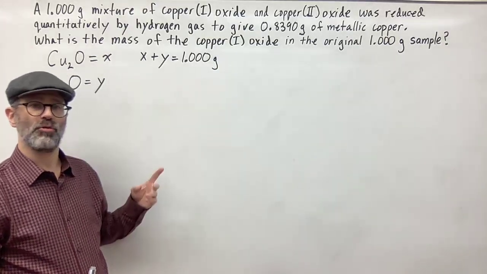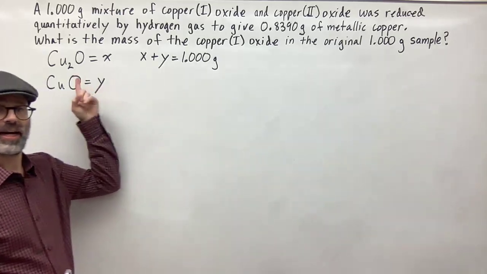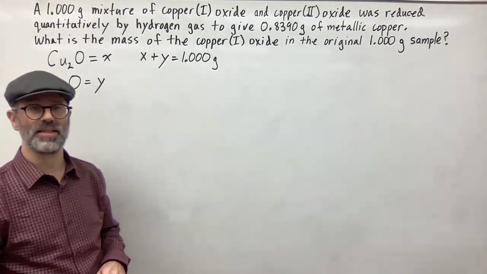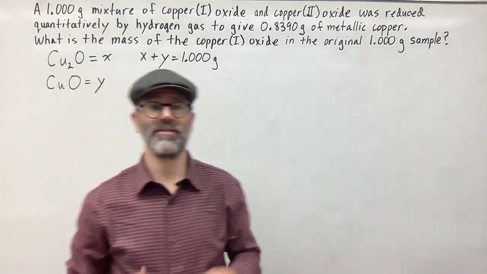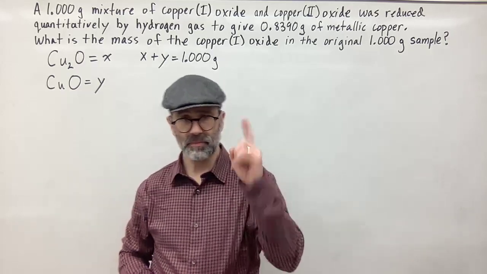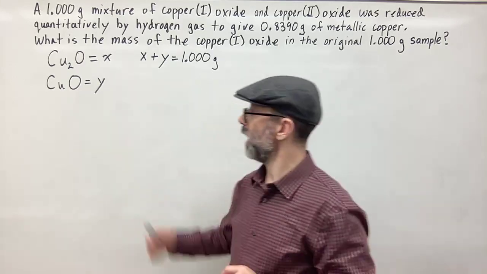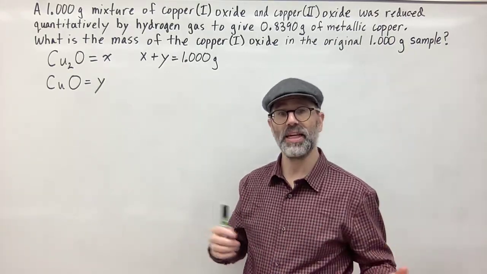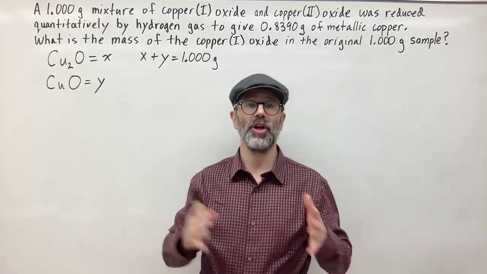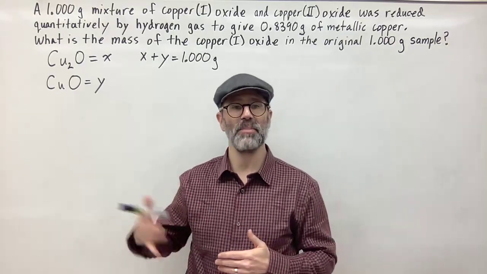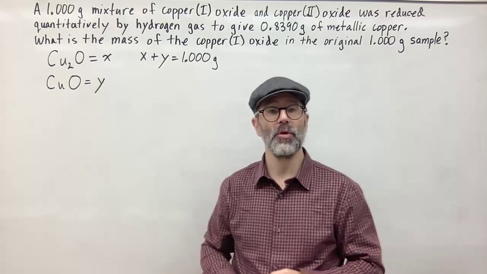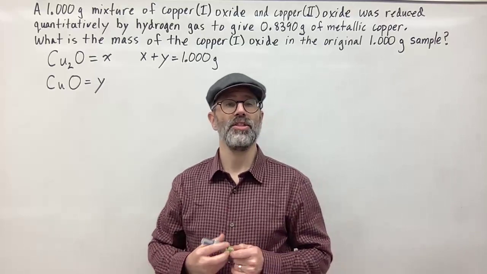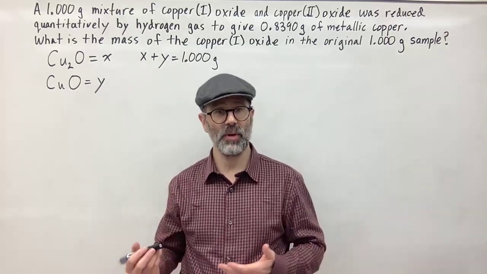But notice we have two unknowns. We have X and Y, the mass of the copper 1 oxide and the mass of the copper 2 oxide. We don't know what those are. We have to find those. But as you might already know, if you have two unknowns and only one equation, that's impossible to solve. We need a second equation. For every unknown you have to have that many equations in order to solve it using a system of equations where you do substitution and all that stuff. So where are we going to get this second equation?